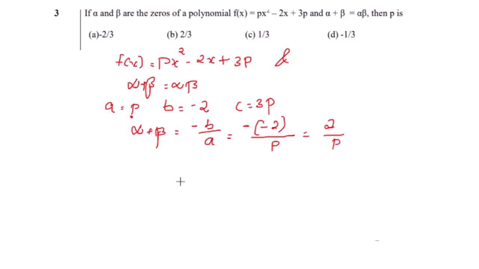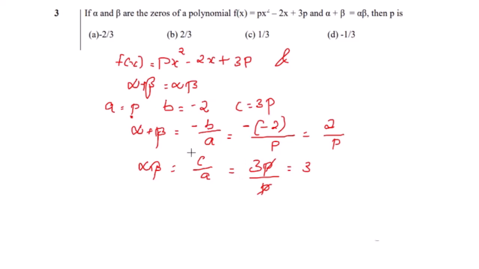Now we have to find out what is alpha beta. So alpha beta is equal to c by a. What is c? c is equal to 3p, so 3p upon a. What is a? a is equal to p. We have written already, that is the coefficient of x square. Coefficient of x square is p, right? So 3p by p, then we can cancel this p and p, that is equal to 3.